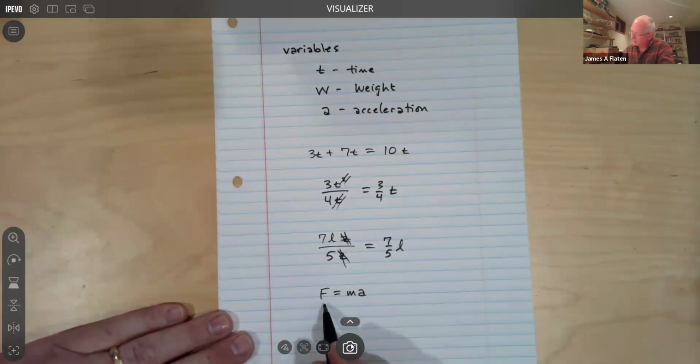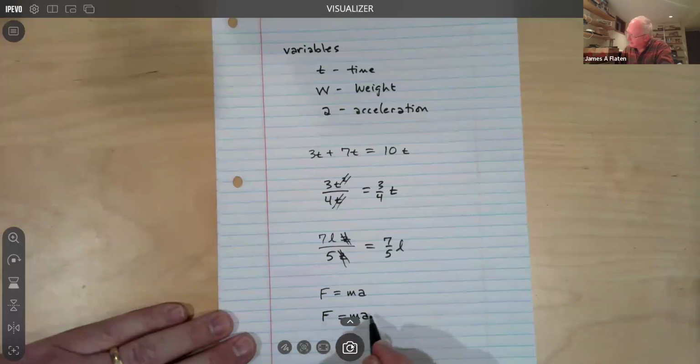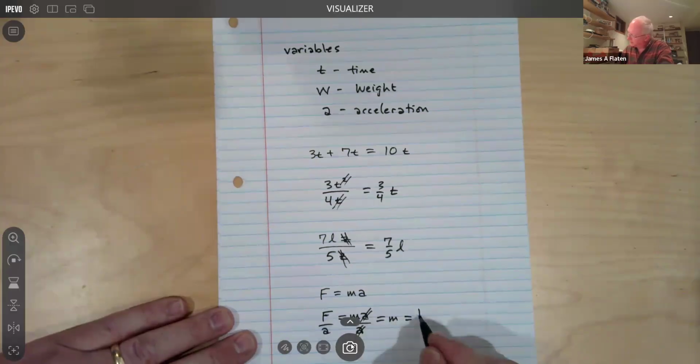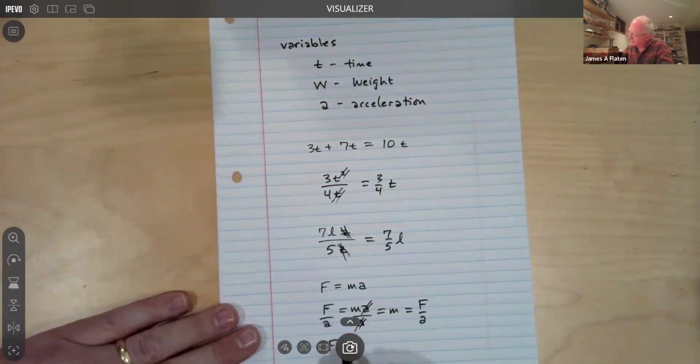Or if I take this relationship and if I divide both sides, I'm going to write it again, and divide both sides by a. So on this side I have F over a, on this side I have m times a over a, so the a cancels, leaving only the m. And so now I have a new expression, m equals, I'll just write it over here again, F over a. Or I could start with the original expression, F equals ma, and I could divide both sides, not by a, but by m.